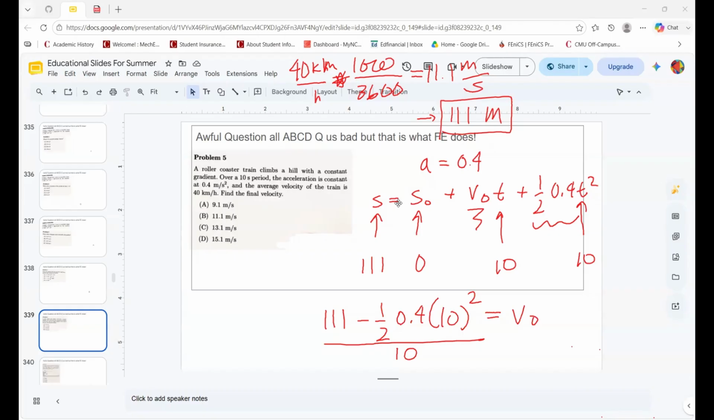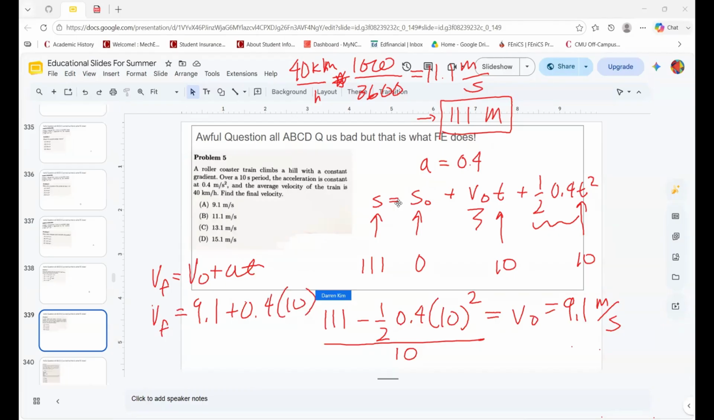9.1 meters per second. Now, with that said, we have v final equals v0 plus at. Now we know that v final equals 9.1 plus 0.4 times 10. So 9.1 plus 0.4 multiplied by 10. I get 13.1. That's C.